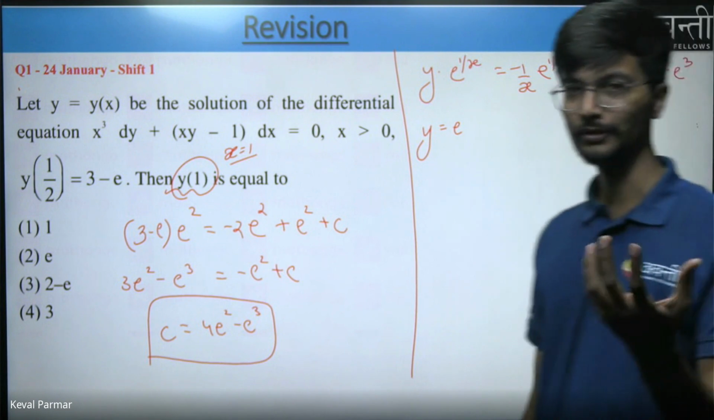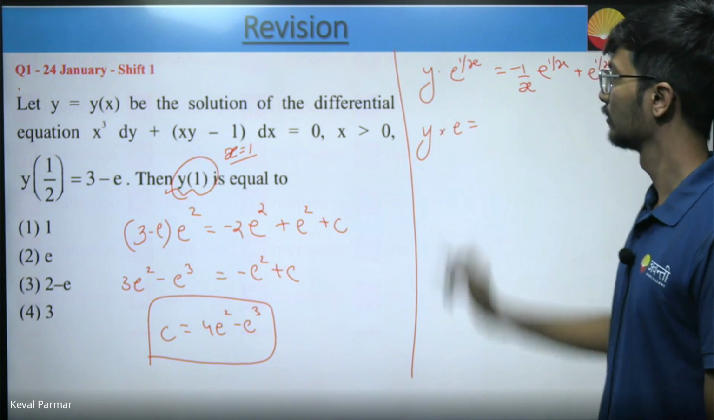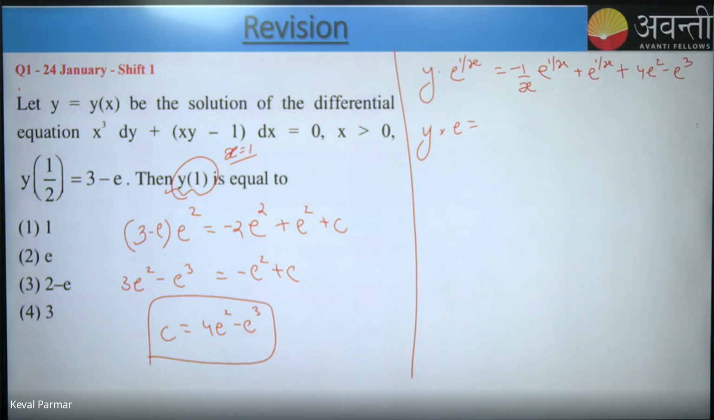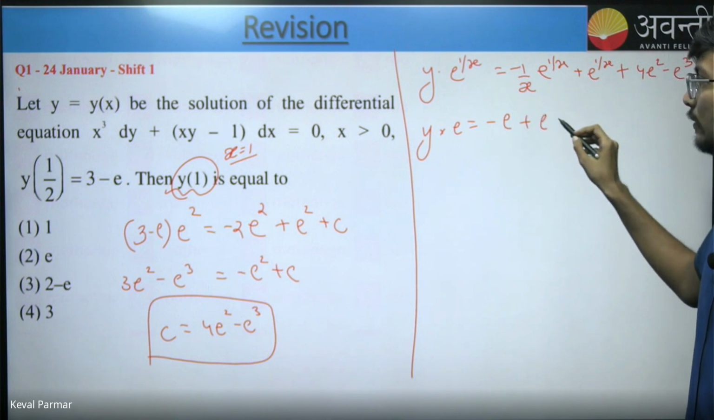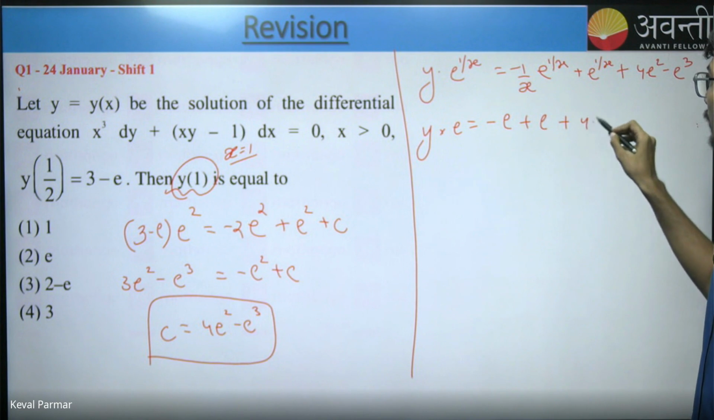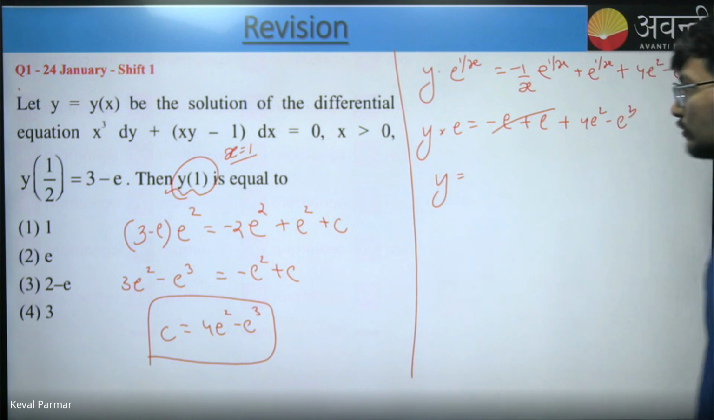Or are you solving on your own? Please, just don't look at the board. Start solving on your own, or get a pen and paper and write what I am also writing. So it will be minus e plus e plus 4e square minus e cube. This will get cancelled. I think y will be equal to 4e minus e square.